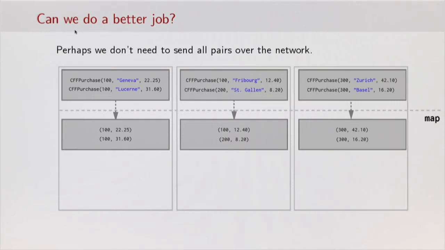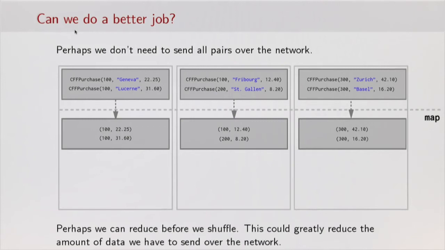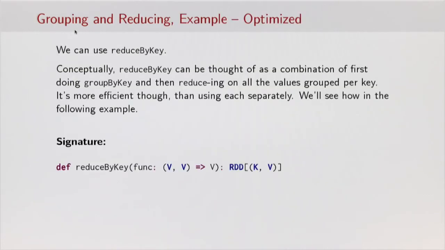So how can we do a better job? What can we do differently to make this example more performant? After all, if we want to do a group by key kind of operation, we definitely have to move data over the network. But can we somehow do it in a more efficient way? Perhaps we can reduce before doing the shuffle. This could potentially reduce the amount of data that we actually have to send over the network. To do that, we can use the reduce by key operator. Do you remember this one? We learned about it in one of the previous sessions.